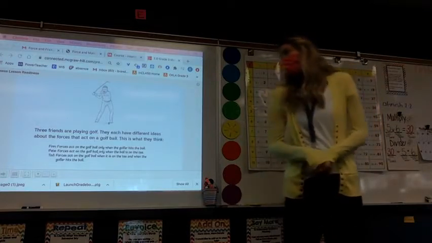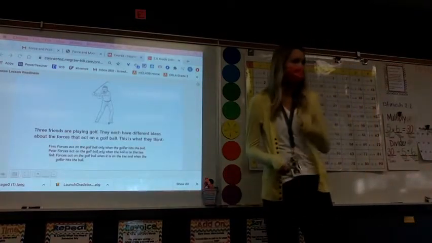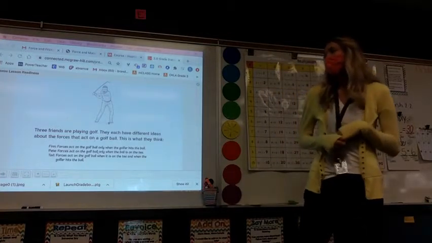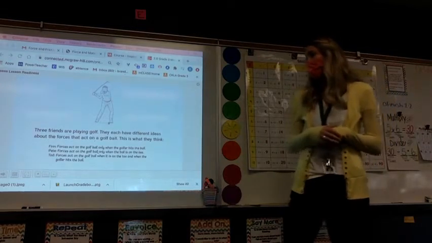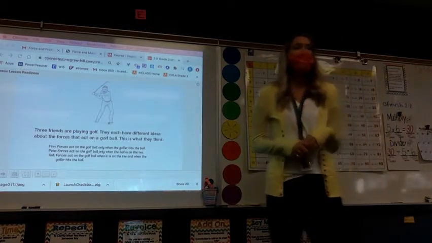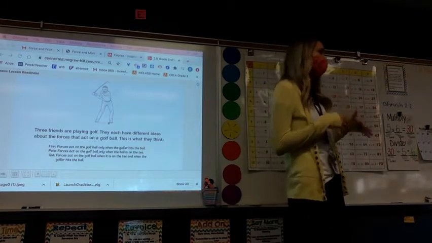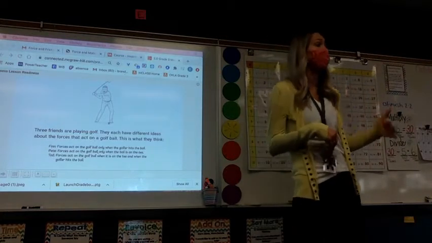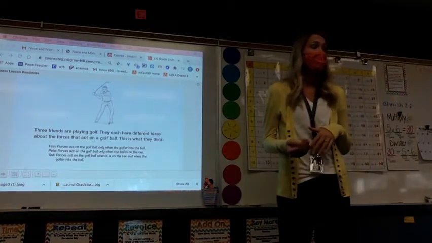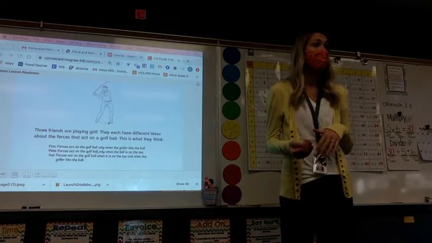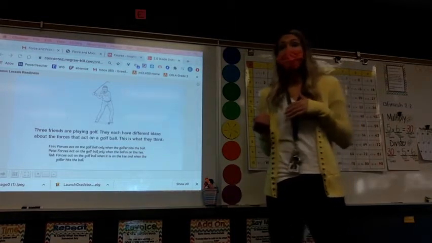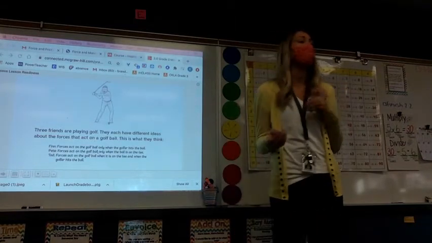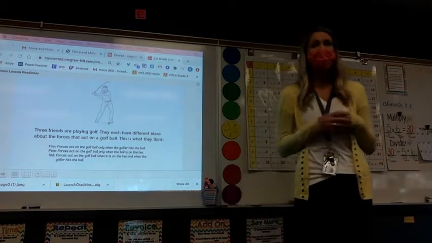Pete says forces act on the golf ball only when the ball is on the tee. A few, I think two people stood up for that one. And then Tad thinks forces act on the golf ball when it is on the tee and when the golfer hits it. So I want you to take a moment and think now, after we've gone through these lessons and we've learned about force and examples of force and what force is and where we can see it, who do you agree with now? I'm going to give you a moment of think time to think about who you agree with, and I want you to try and justify why. Why do you agree with that person now?